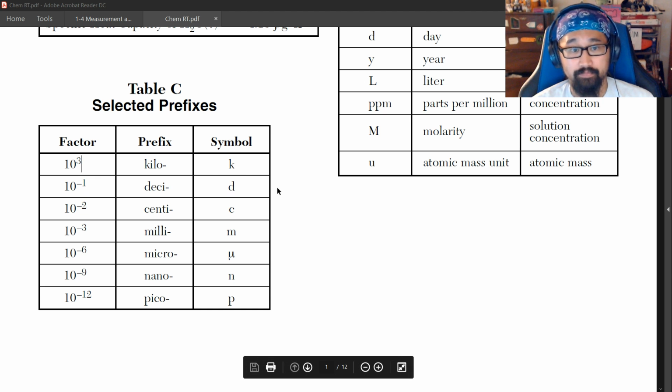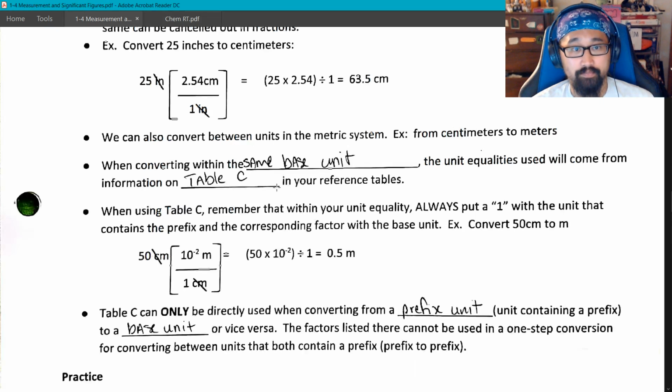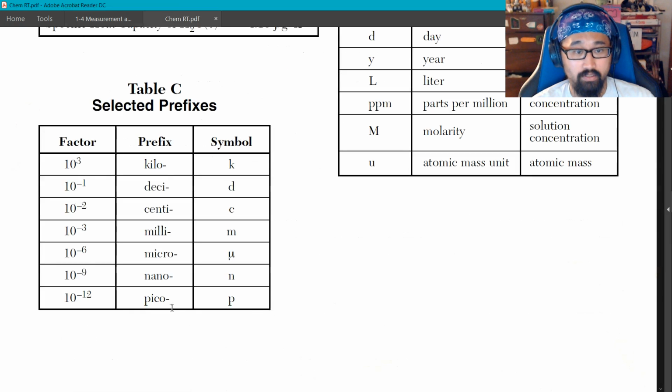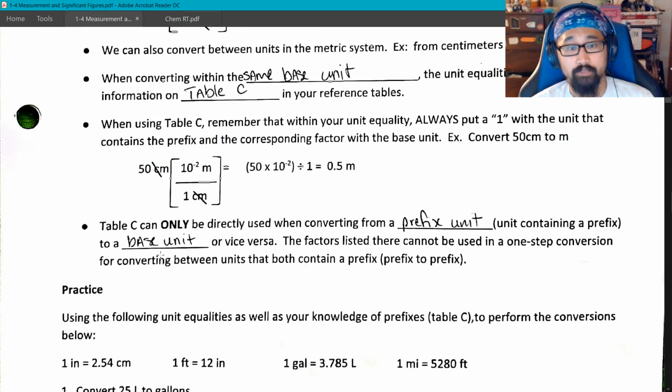Right? Which means, if I check here, centimeters to meters, centimeters in the bottom, meters in the top, 1 goes with the prefix, and centi should be 10 to the negative 2. According to my reference table, centi is 10 to the negative 2. Alright? Do the math out, you end up in a spot.